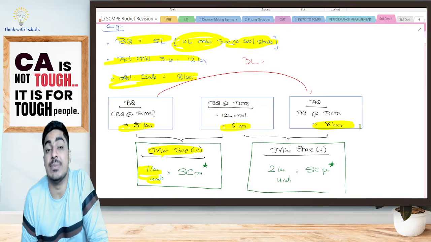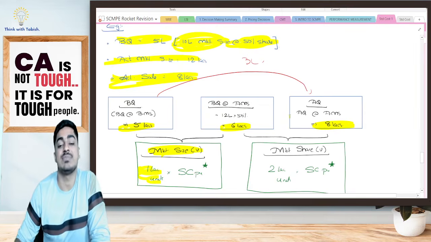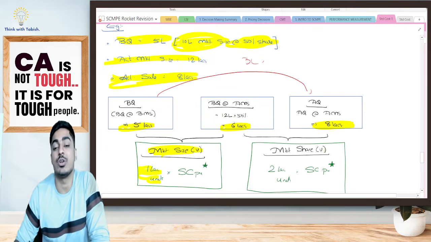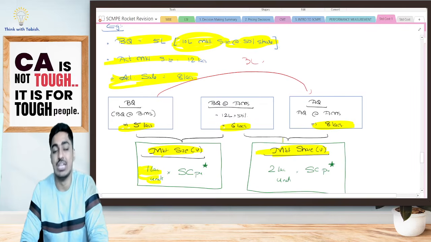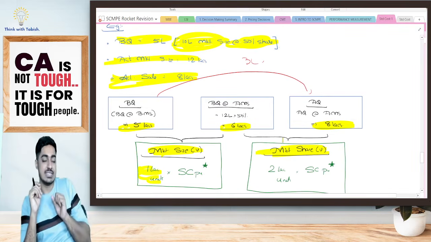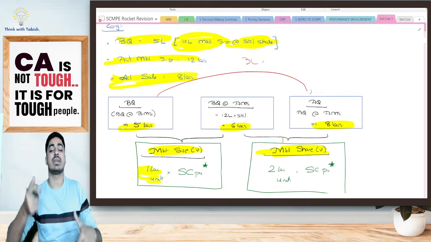Yes, I have gained my market share. Yes, my market share variance. I have got my market share. Is it clear? So this is how I bifurcate my sales into my market size variance and market share variance.